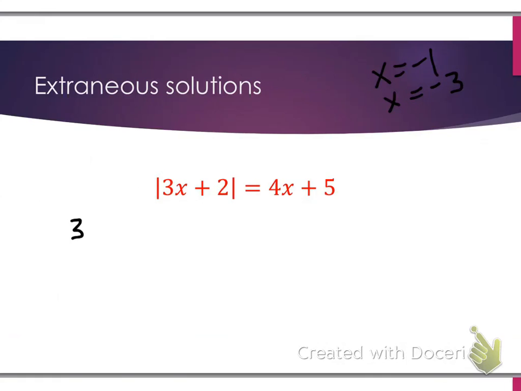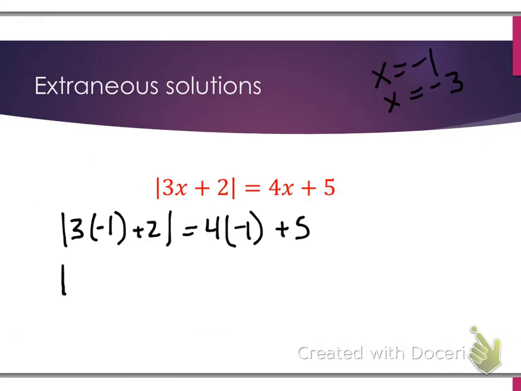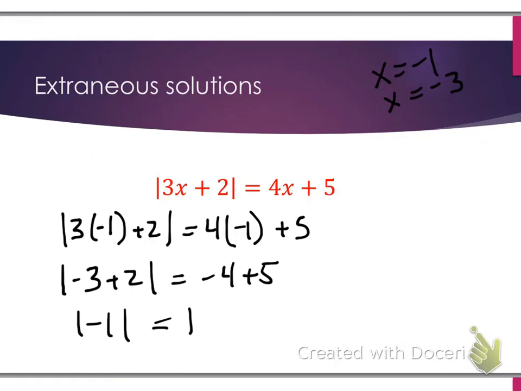I'm going to take out that x and put negative 1 in. Take out that x and put negative 1 in. So this time you're putting it in twice. So 3 times negative 1, we got negative 3. 4 times negative 1 is negative 4. Negative 3 plus 2 is negative 1. Negative 4 plus 5 is 1. But when we take the absolute value of negative 1, it becomes positive, so that one works. So we're good for negative 1.